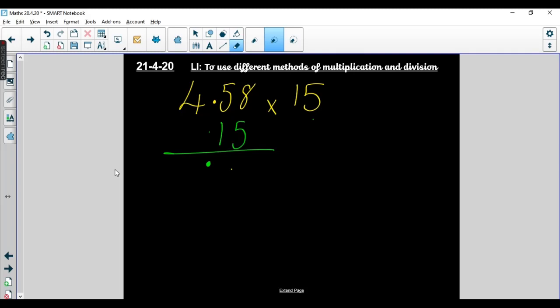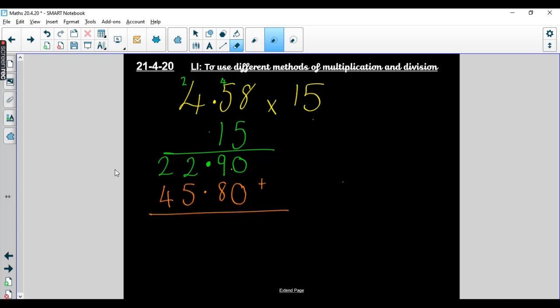5 times 8, well, that is 40. 5 times 5 is 25, add my 4 is 29. And then 5 times 4 is 20, plus my 2 is 22. Next part, I'm going to be timesing by 10. Now, that is fairly straightforward. If I'm times by 10, I'm just moving everything one place to the left. So remember, golden place value rule there, and then just move everything to the left. So 1 times 8 is 8, and 5 goes there, and 1 times 4 goes there.